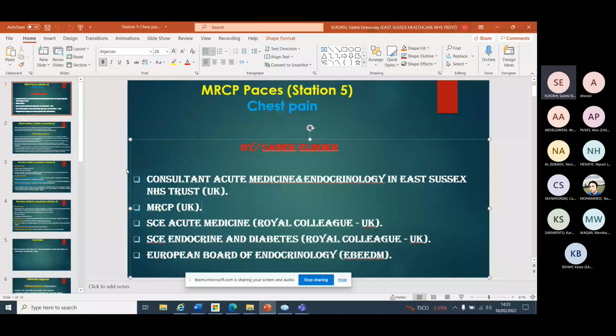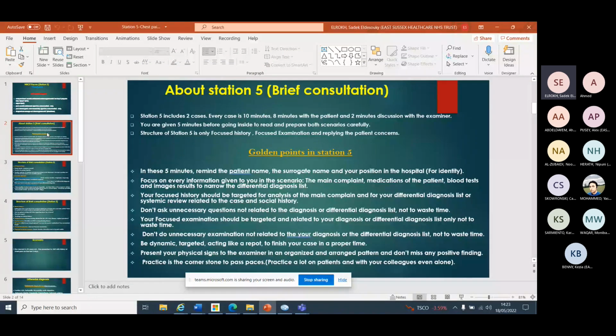So our session today will be an interactive simulated session of the exam. One of the candidates will come and we are going to present a case together, the same case as in the exam, station 5, chest pain. But first of all, we have to know the skeleton of station 5 in the exam, which is a brief consultation. Station 5, like you see, is two cases. Every case is 10 minutes. 8 minutes will be with the patient or the surrogate, and 2 minutes will be with the examiner to ask you about the case, your clinical findings, investigation and diagnosis.